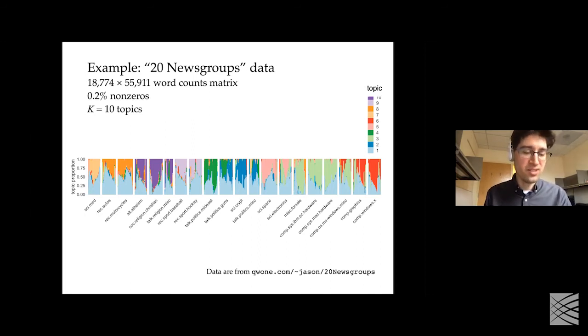Okay, so we're going to analyze this data set using the topic model. We're going to assume 10 topics. One way to think about this data set is that it's just a sparse counts matrix, where the rows are the documents and the columns are the words or the vocabulary terms. In fact, it's very sparse. Only less than 1% of the entries in our matrix are non-zero.